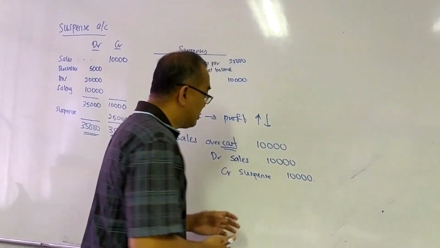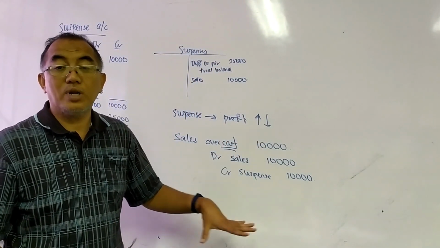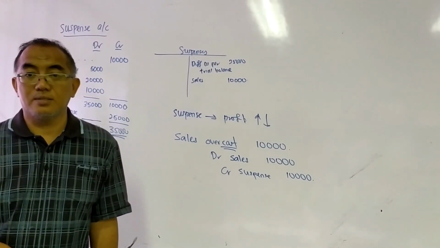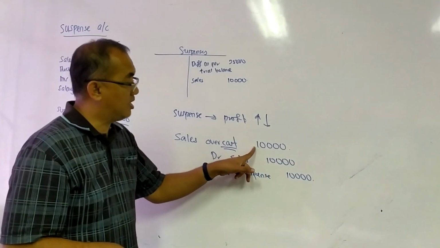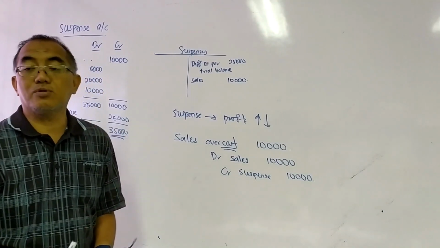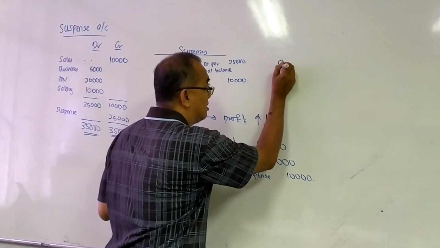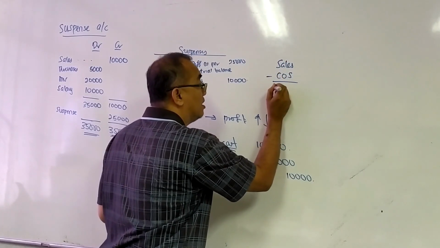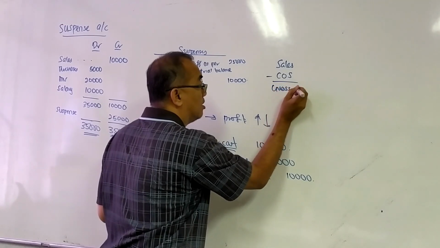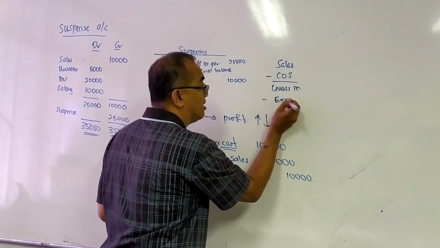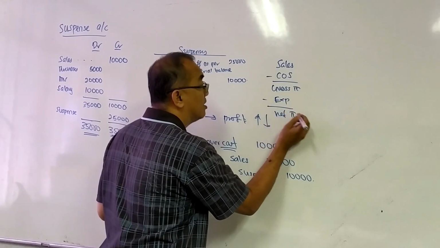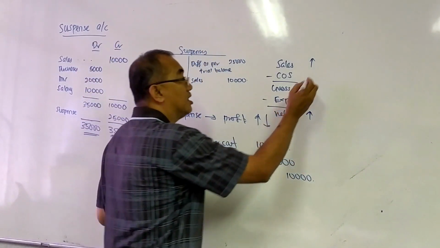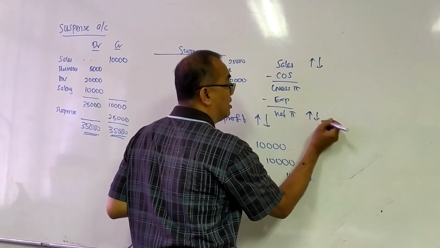If your sales are overcast by 10,000, what happens to your profit? Will your profit be higher or lower? Higher, because your sales are more. Sales minus cost of sales or cost of goods sold gives gross profit, and then minus your expenses gives net profit. So if your sales are up, of course your profit will go up. If your sales are down, your profit will also be reduced.